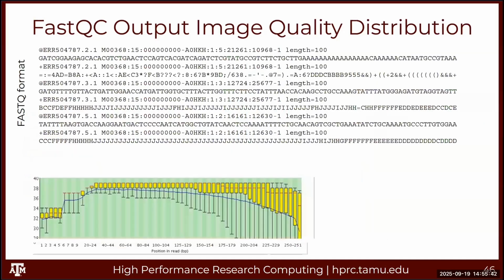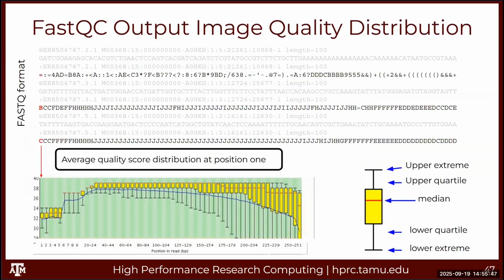Okay. So this is what the FastQ file looks like. It's taking the very first sequence. It's taking the average in the first column, the first sequence, and giving you a quality range here.